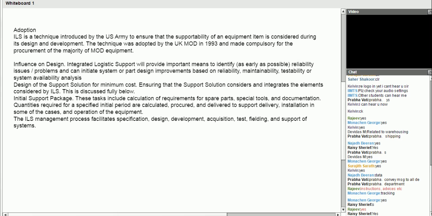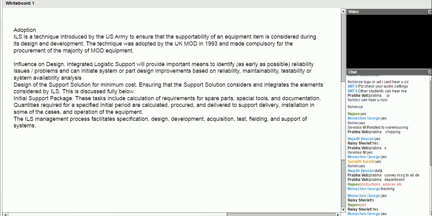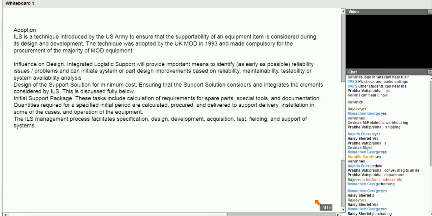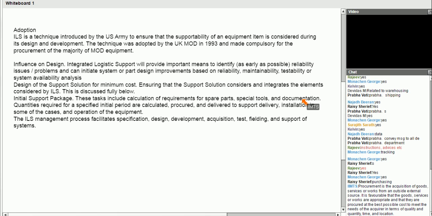Procurement is a separate department in each office, in each organization. Right? Procurement is the acquisition of goods, service, or work from an outside external source. It is ensured that the goods, services, or works are appropriate and they are produced at the best possible cost to meet the needs of an acquirer in terms of quality and quantity, time and location. Purchasing, yeah. This is the definition of procurement.